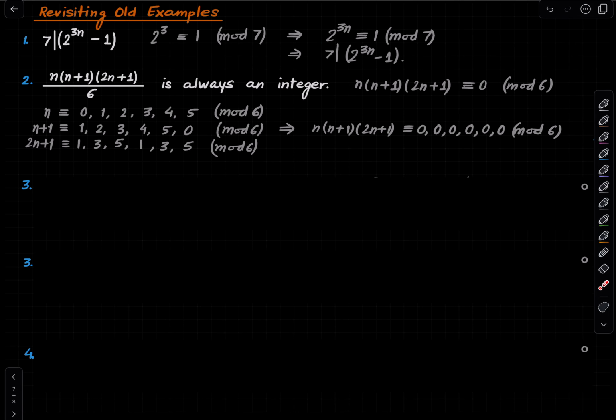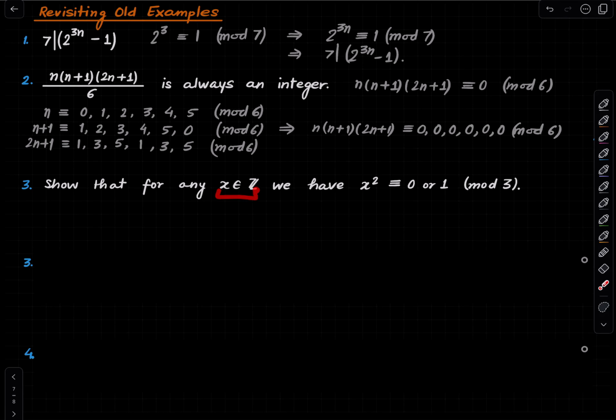So modulo 6, all these 6 cases, when you product out, always get 0, and that's it. 6 divides this guy. Again, later we'll prove a little bit more about integers where so much computation will not be needed. But for now, this is good.